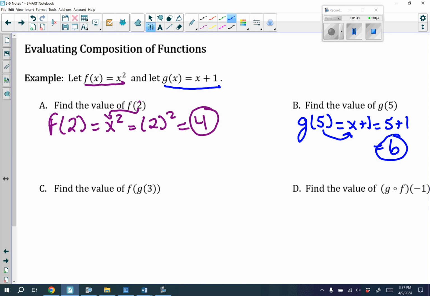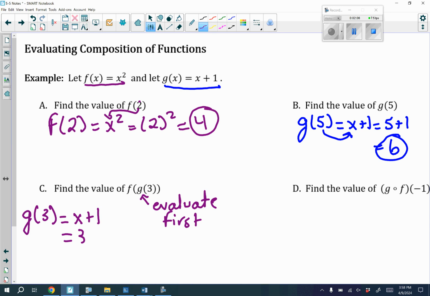Now let's talk about, well, how do we do that when we have a composition of functions? Well, first, we're going to evaluate the inside function first. So the inside function here is g of 3. So we're going to take our 3 and plug it into the g function. So wherever we see x, I have 3 plus 1, which gives me 4.